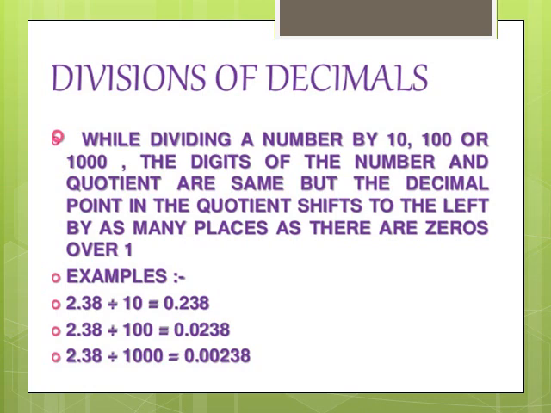Third example, we have three zeros, so the decimal point will shift three places to the left. The answer will be 0.00238.